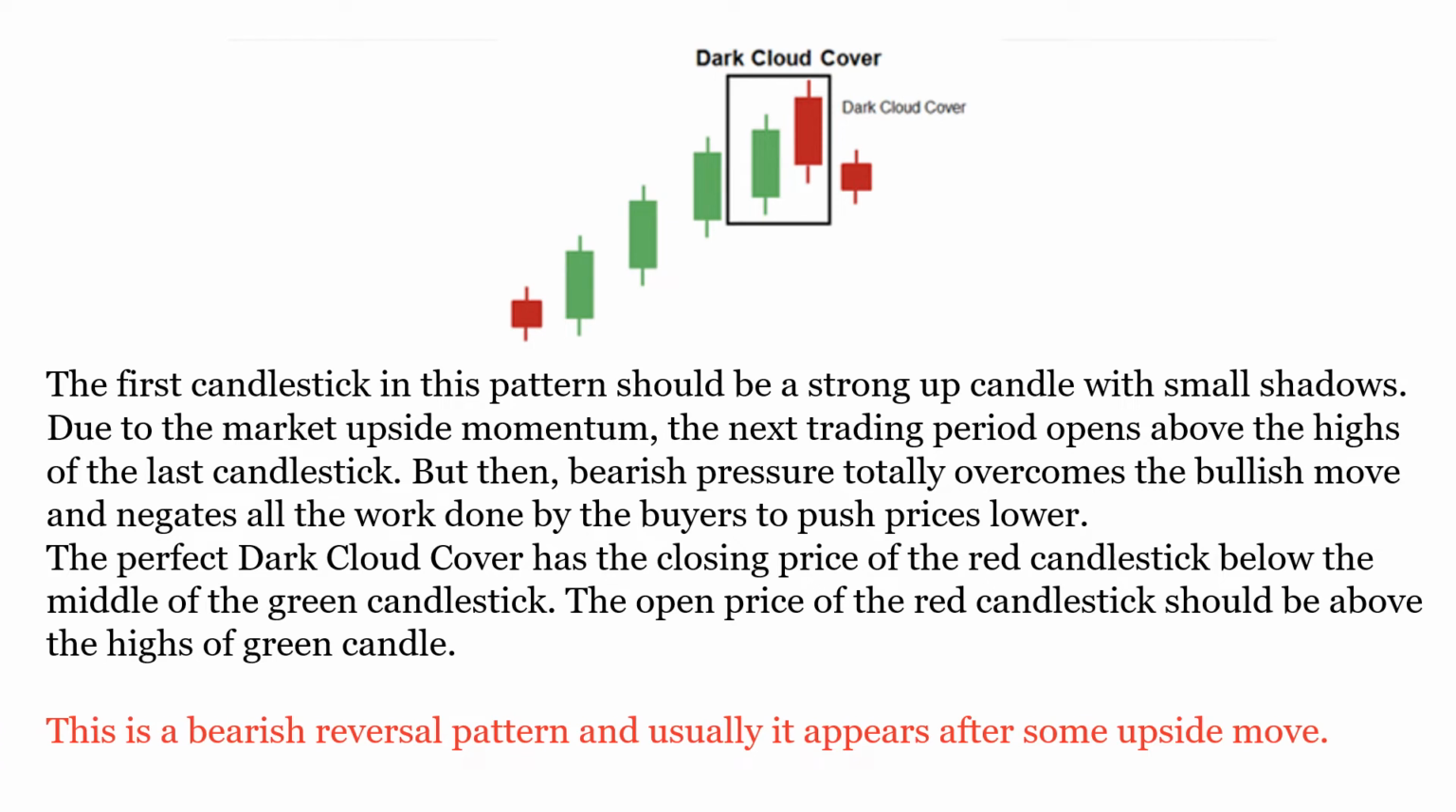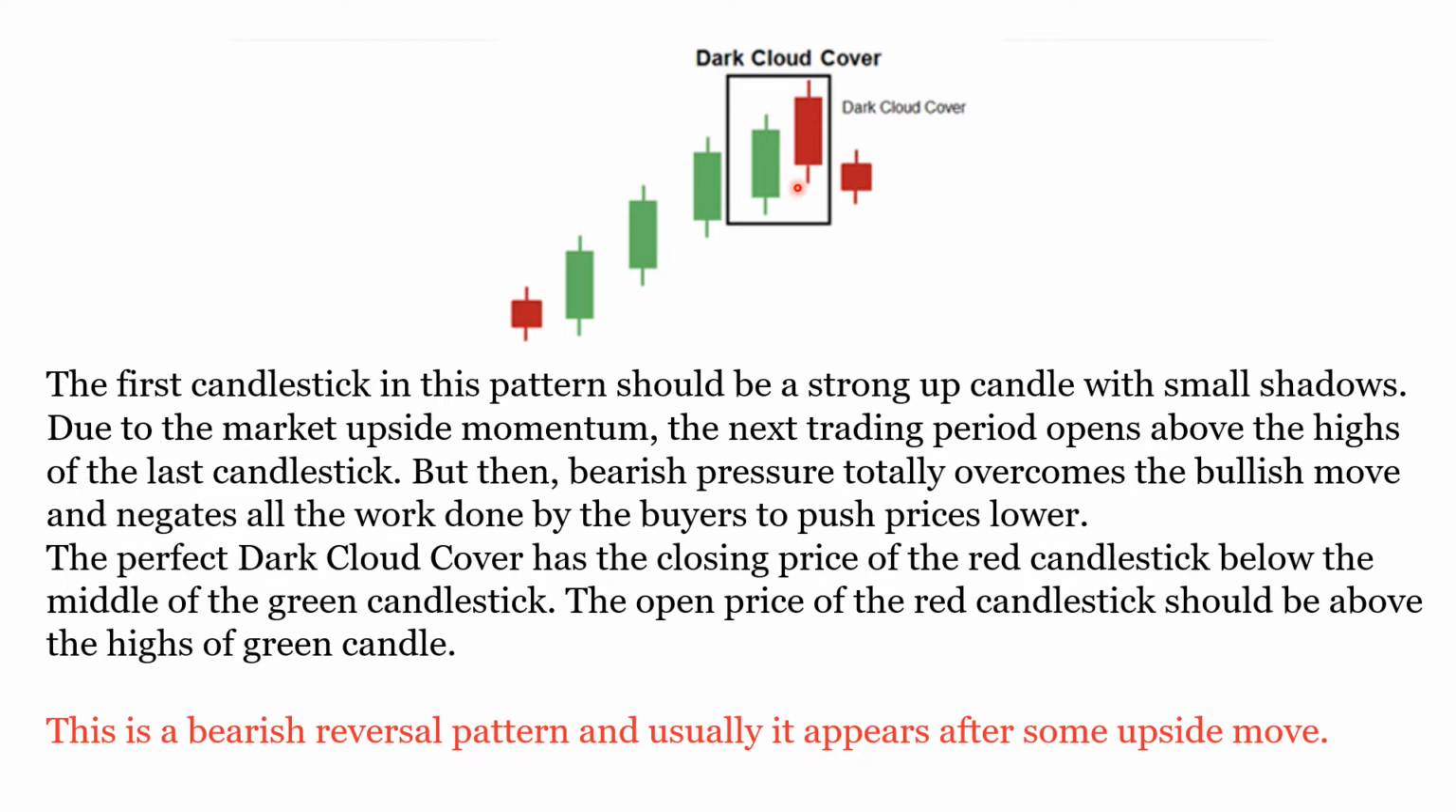The first type of dual candlestick pattern we are going to look at is the dark cloud cover. The first candlestick in this pattern should be a strong up candle with small shadows. Due to the market upside momentum, the next trading period opens above the highs of the last candlestick. But then, bearish pressure totally overcomes the bullish move and negates all the hard work done by the buyers, pushing prices lower. The perfect dark cloud cover has the closing price of the red candlestick below the middle of the green candlestick, as you can see here.